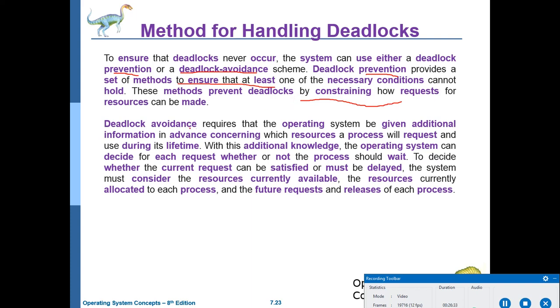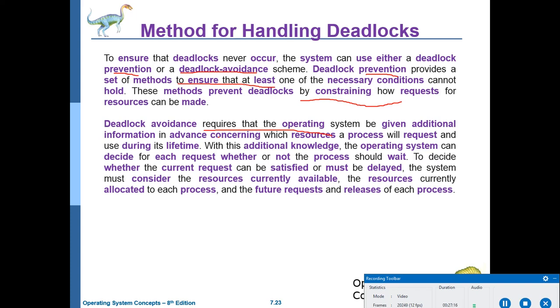Deadlock avoidance. Deadlock avoidance requires that the operating system should be given additional information in advance concerning the resources a process will request. So avoidance requires certain techniques: when a process wants to execute, before executing it must give the information to the operating system regarding its resources. What are the types of resources a process needs, how many resources a process needs. So these are certain things a process should tell the operating system before it starts its execution.